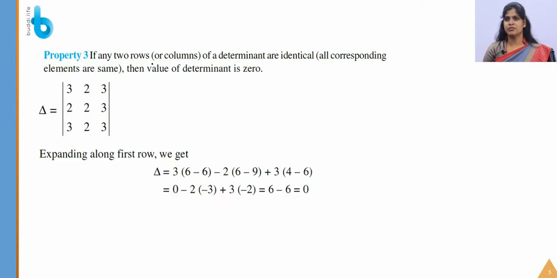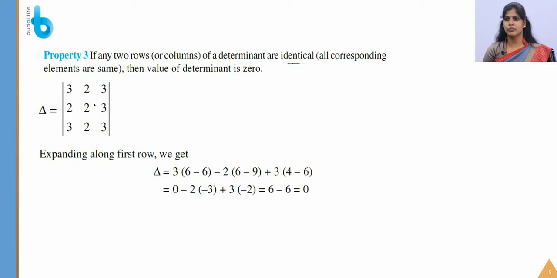Third property, you see, if any two rows or columns of a determinant are identical, that is, all corresponding elements are the same, then the value of the determinant is 0. See, if any two rows or any two columns have all corresponding elements the same, then if you take the determinant value, it will be 0.